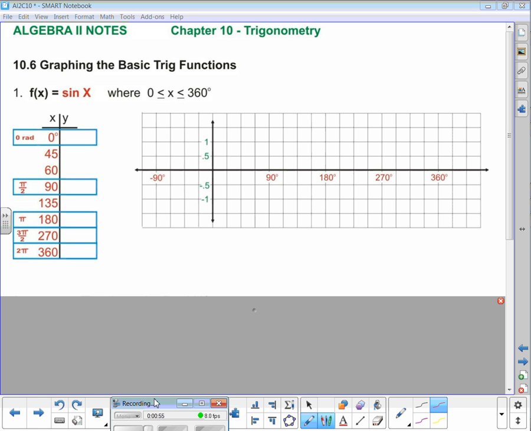Let me first help you to understand what's here, because sometimes the language makes you feel like I'm talking in Russian or some other language. Remember, f of x is synonymous with y, right? So this is the same as y equals sine x. And we're trying to graph the basic sine function. What is the graph of a sine?